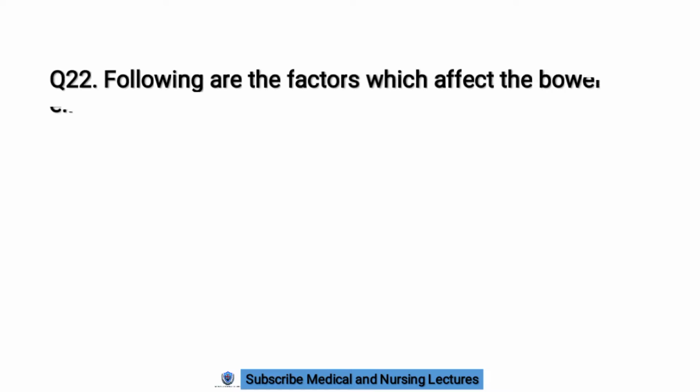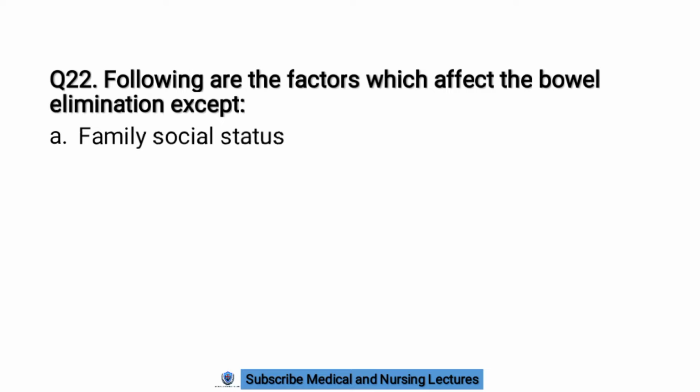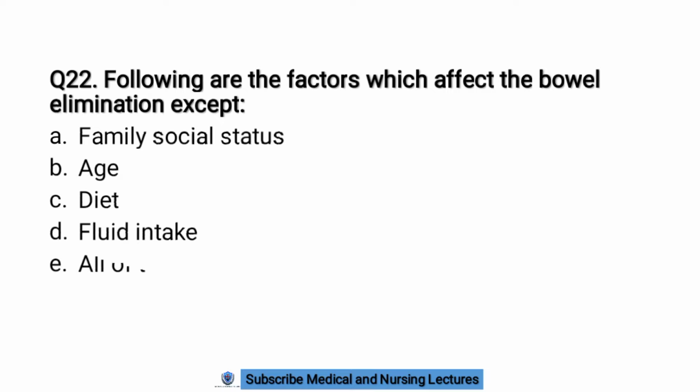Question number 22. The following are factors which affect bowel elimination except family social status, age, diet, fluid intake, all of the above. So all of the following factors can affect the elimination pattern except the family social status. So here option A is the correct one. Family social status is the only factor which cannot affect the patient's elimination pattern.